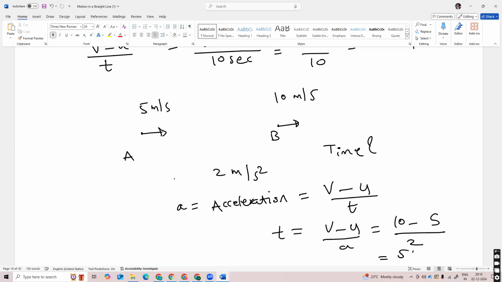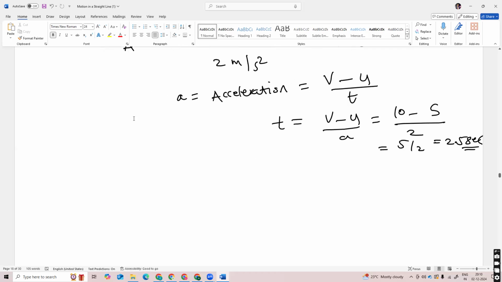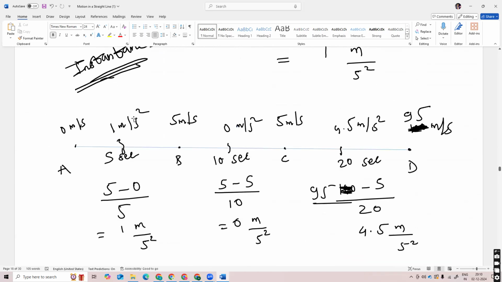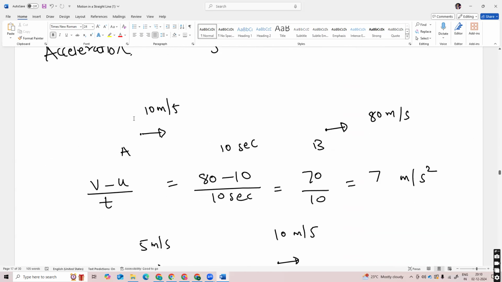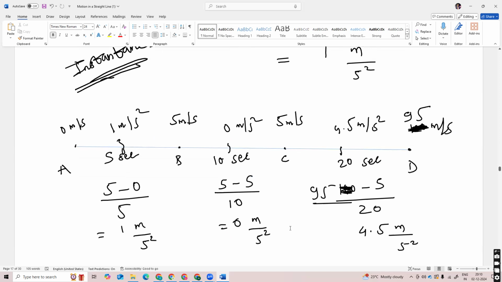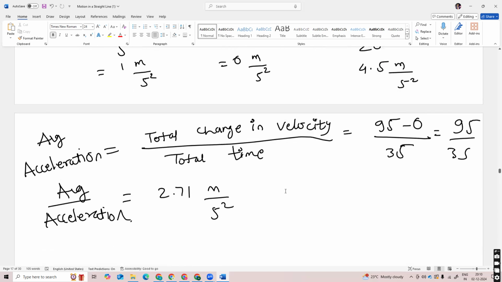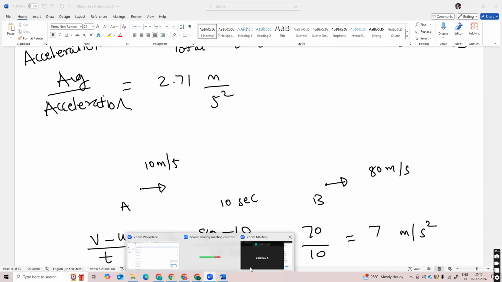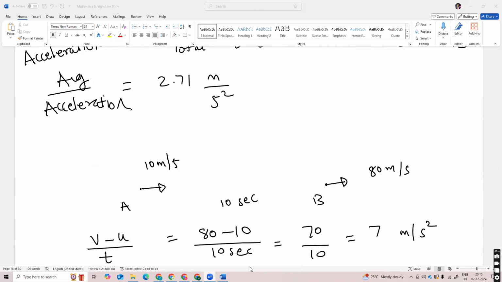So it is 5 by 2, that is equal to 2.5 seconds. Okay, so they can twist the question and they can ask you anything out of it. So I think for understanding this acceleration, velocity, and distance or displacement, this much examples were enough. I think mostly the practice will help you to improve the understanding of these concepts.